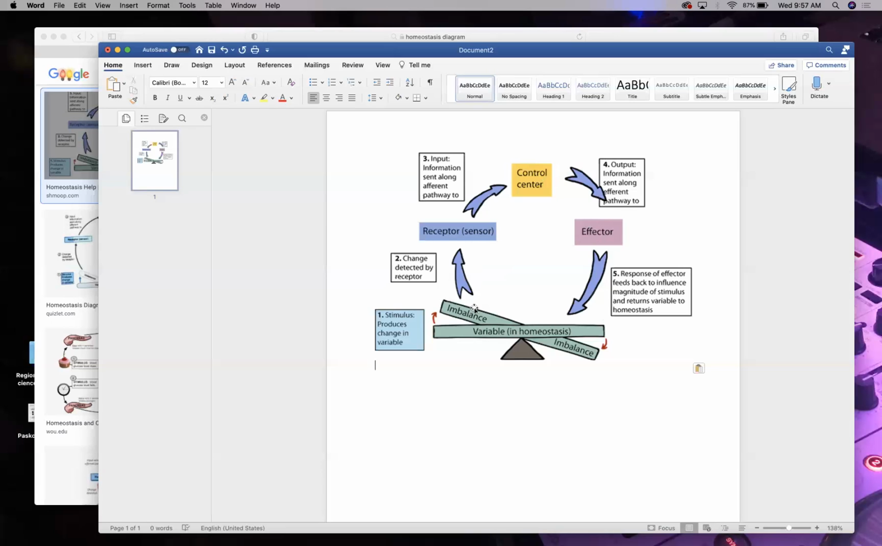Same thing with blood pressure. You have chemoreceptors, which detect chemicals like sodium. You got too much sodium, it'll tell your control center, hey, there's too much sodium. Then it'll send a message to an effector, your kidneys. Hey, kidneys, I have too much sodium, throw it out, right? That's chemical. Same thing we talked about just minutes ago.